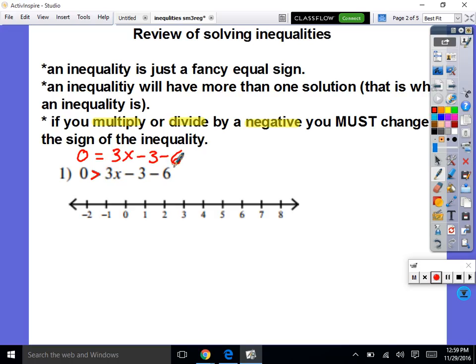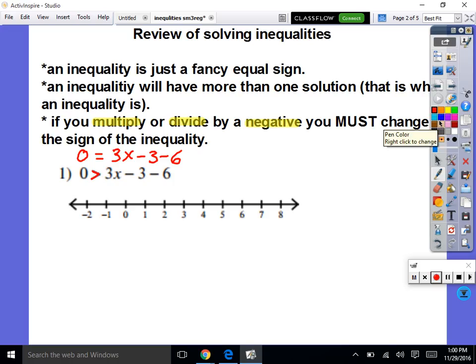Do you see how this and this are almost the same thing? This is just a fancy equal sign. The only difference is if, when solving for x, you multiply or divide both sides by a negative, you must change the sign of the inequality. So if it was this way and we multiply by a negative, we'll change it this way. Does everybody remember that from back in the good old days? Okay, let's solve this one then.